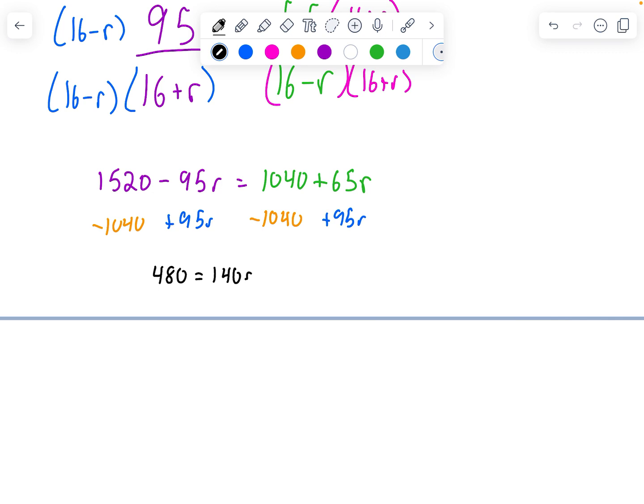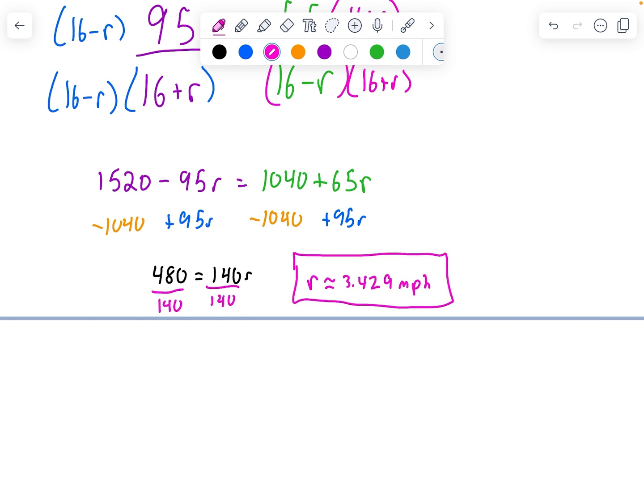And then divide both sides by 140. So divide by 140 on both sides. Giving us R is approximately 3.429 miles per hour. Okay, that's a weird number. I couldn't remember what this answer was off the top of my head without doing it.